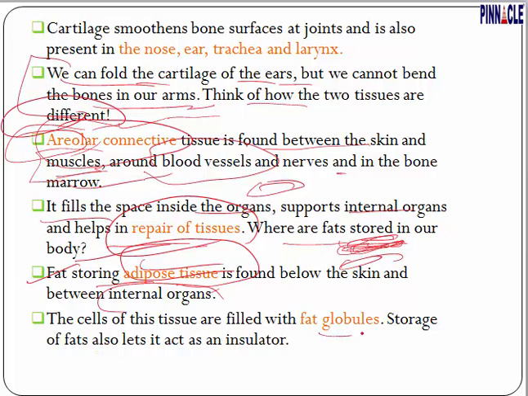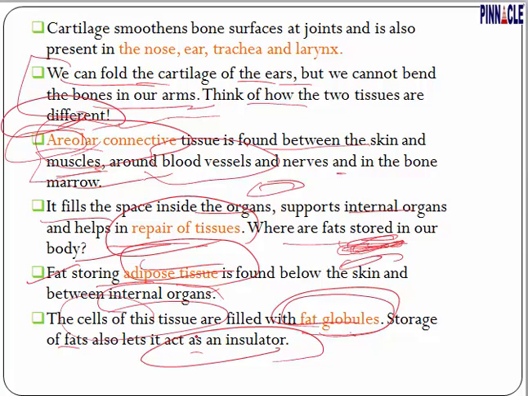Cells of the tissue are filled with fat globules. Storage of fats also lets it act as an insulator. So it is really important for balancing the temperature of the body. And fat globules are the cells which are present in this tissue.